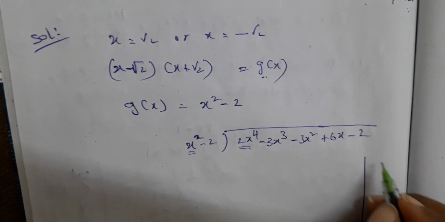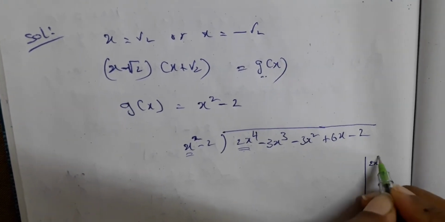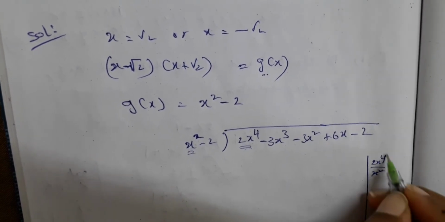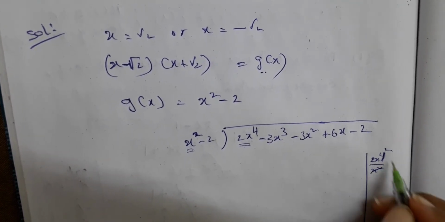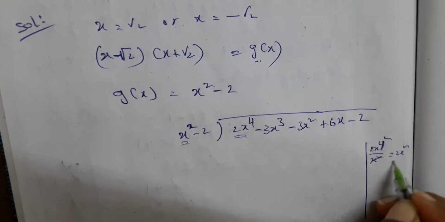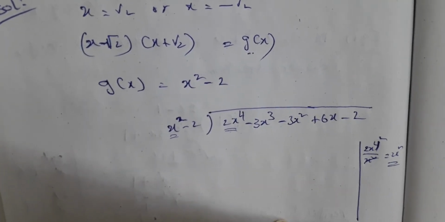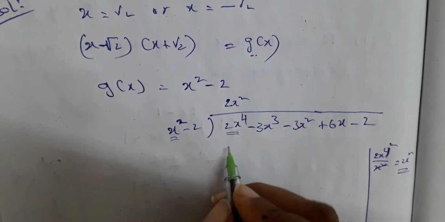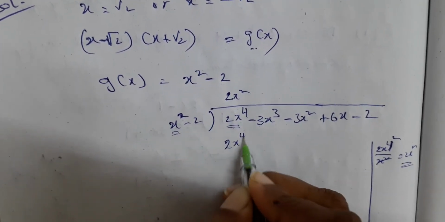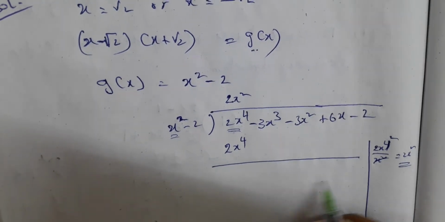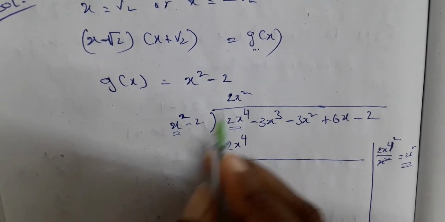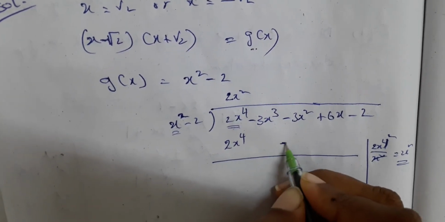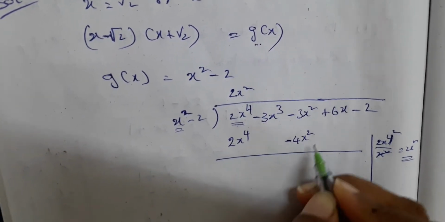Or those who cannot do it directly, 2x power 4 by x square, so x square and here 1 square will get cancelled. You are left with 2x square. So this is one way of doing it if you can't do it directly. Therefore now 2x square. Multiplying with 2x square, you will be getting 2x power 4. And now 2x square with minus 2 is minus 4x square. So it comes up absolutely under the x square term.